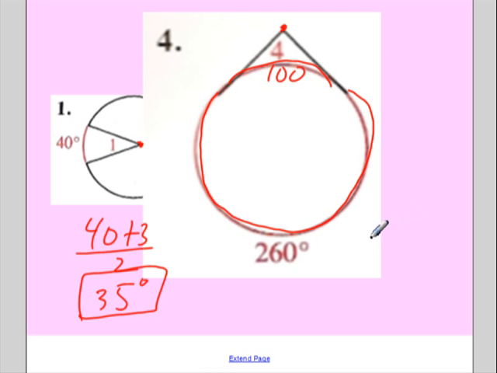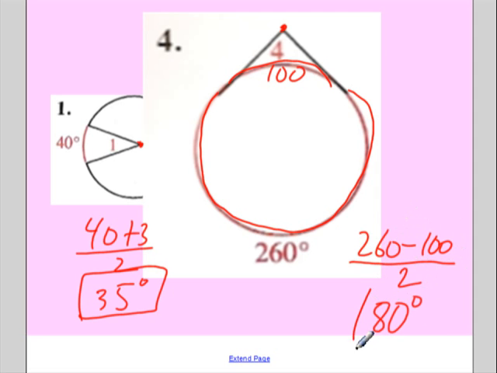And now you can do half the difference. 260 minus 100 divided by 2. That's 160 divided by 2. And so that angle is 80 degrees.